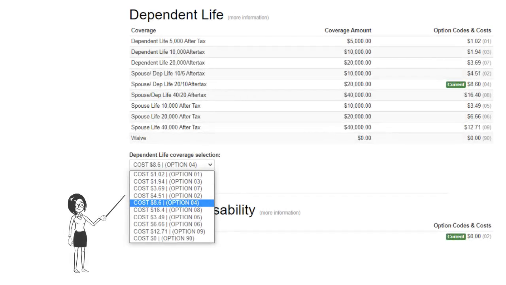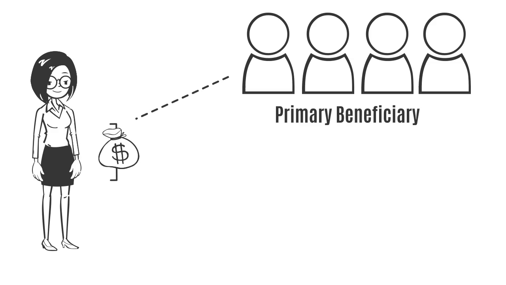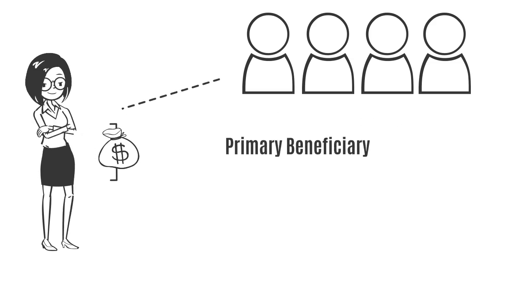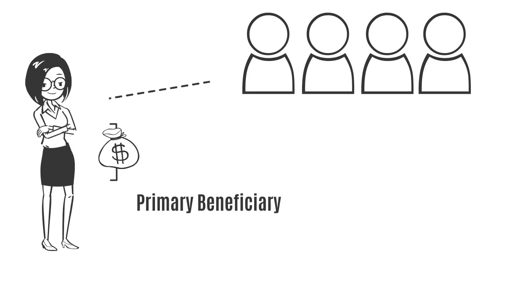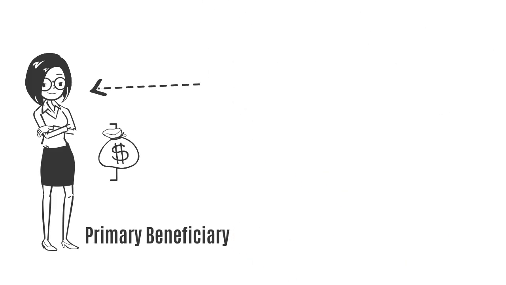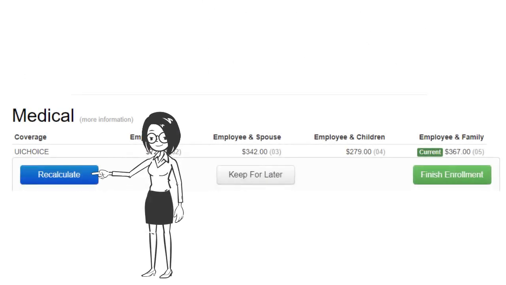If you are deciding to enroll, find your coverage and option code and select from the drop-down menu. There is not a beneficiary section for spouse dependent life because you, the employee, are the beneficiary. Select the Recalculate button just to verify your costs and then we can move to long-term disability.